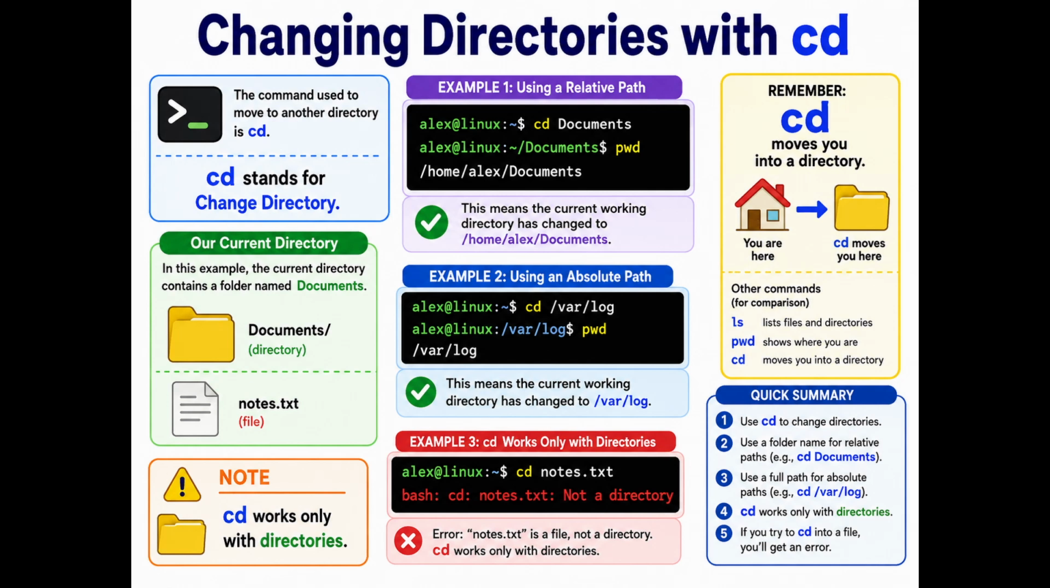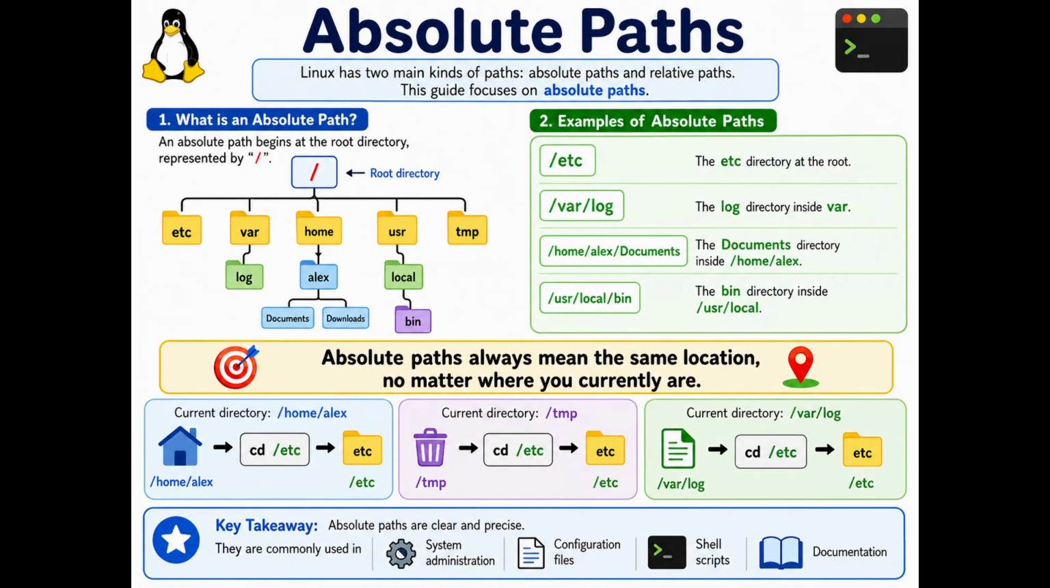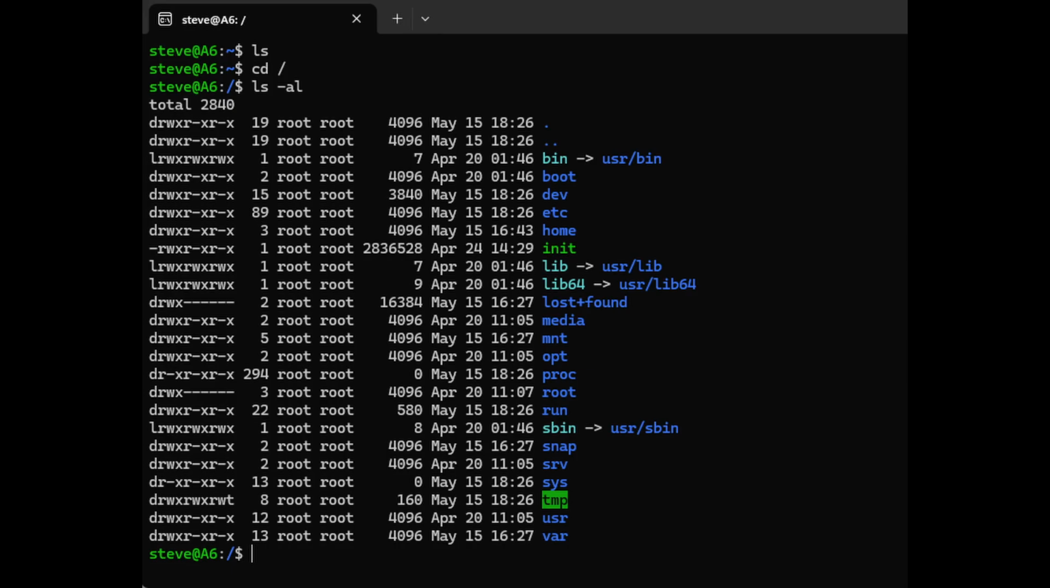Chapter 7: Absolute Paths. There are two main kinds of Linux paths: absolute paths and relative paths. An absolute path begins at the root directory. The root directory is represented by /. Examples of absolute paths include /etc, /var/log, /home/alex/documents, /usr/local/bin.